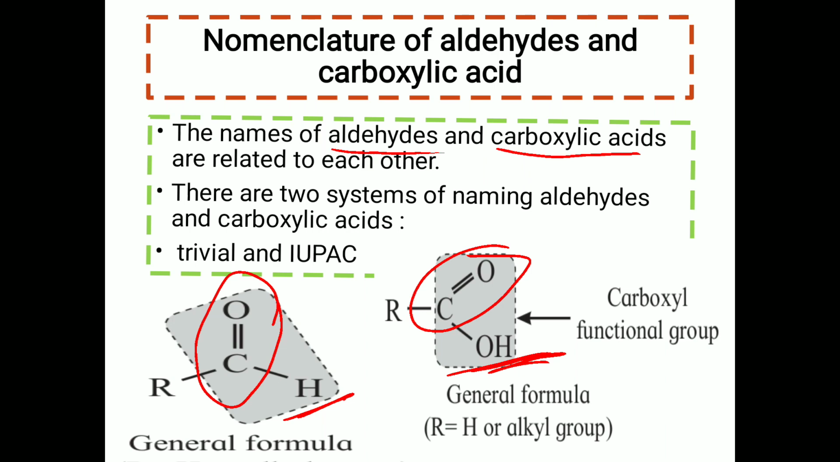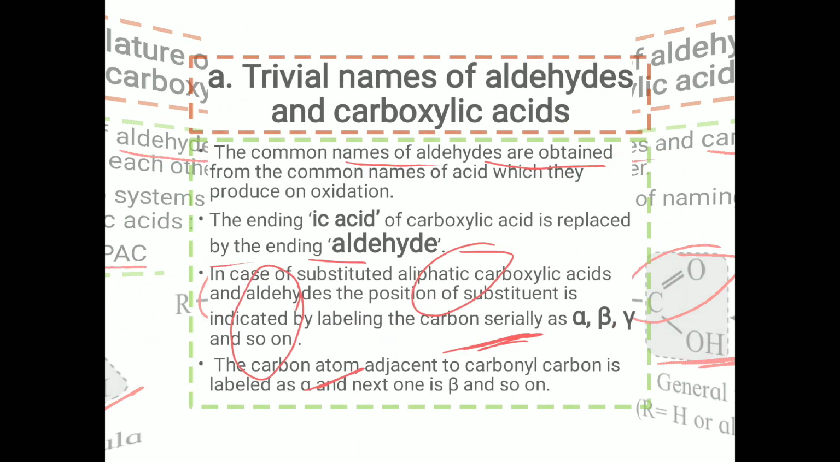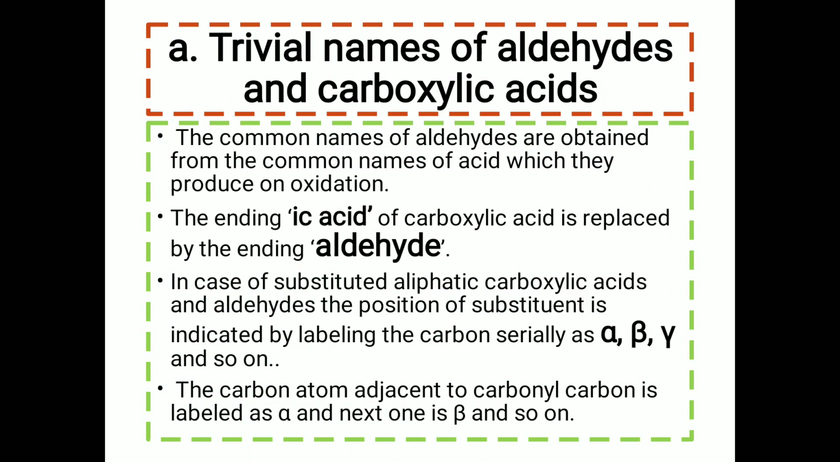Now there are two systems of naming aldehydes and carboxylic acids: trivial and IUPAC. Trivial means the common name system. For the trivial names of aldehydes and carboxylic acids, the first rule is that the common names of aldehydes are obtained from the common names of the acids which they produce on oxidation.